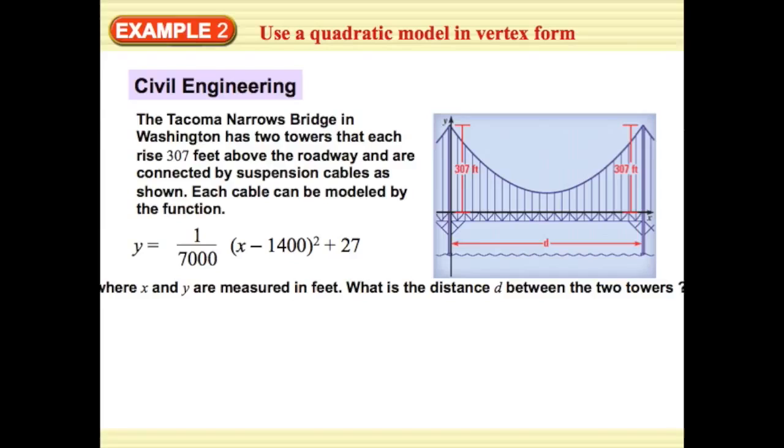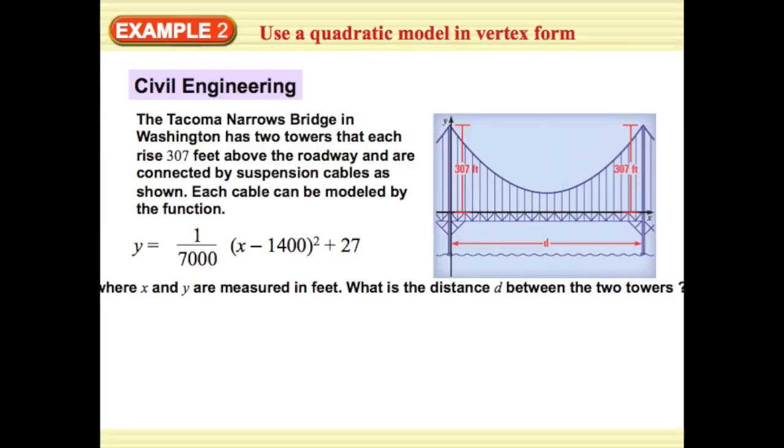Example 2 is a problem about engineering. It says the Tacoma Narrows Bridge in Washington has 2 towers that each are 307 feet above the roadway and are connected by suspension cables as shown. Each cable can be modeled by the function y = 1/7,000 times (x - 1400) squared + 27, where x and y are measured in feet. What is the distance d between the 2 towers?